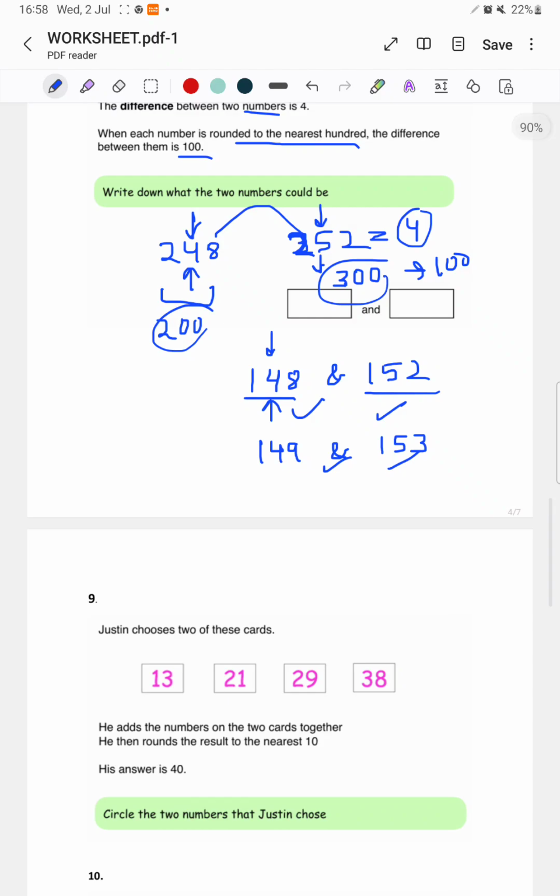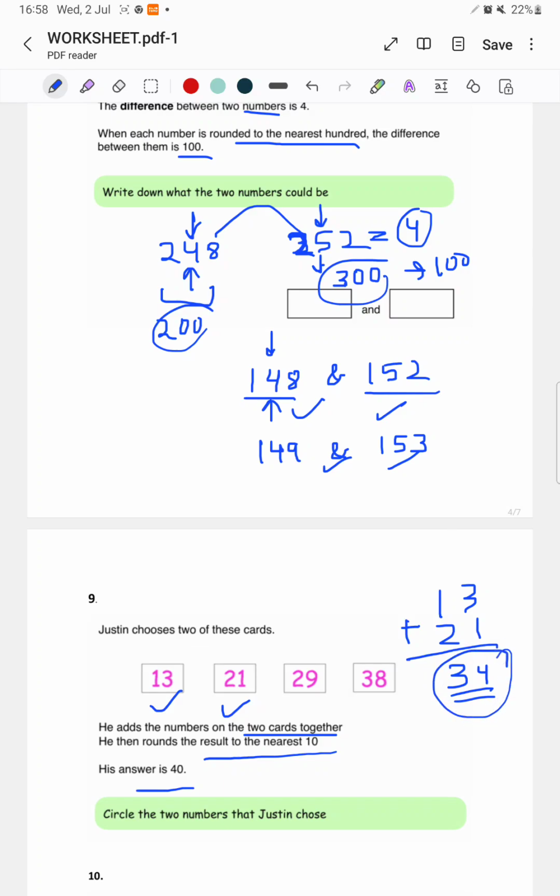Question number 9. Justin chooses two of these cards. He adds the numbers on these two cards together, and he then rounds the number to the nearest 10. The answer is 40. What are those two numbers? If I take the first two numbers, 13 and 21, and add them up, I get 34. But when I round 34 to the nearest 10, it will be 30. But I need the number to be 40.